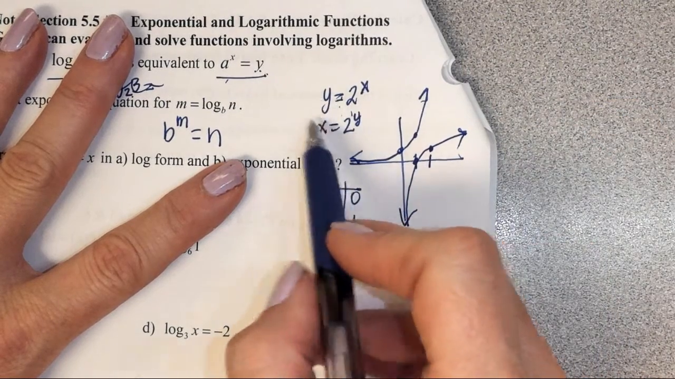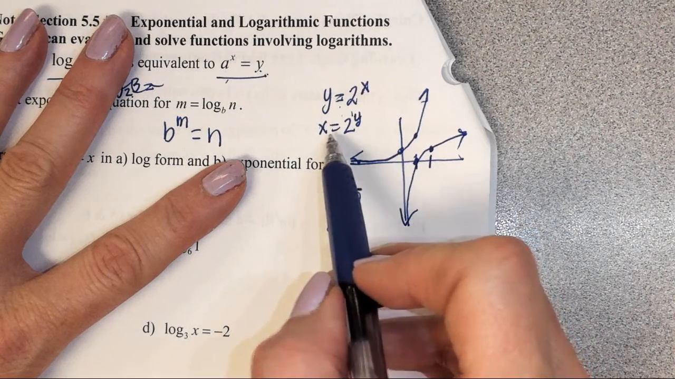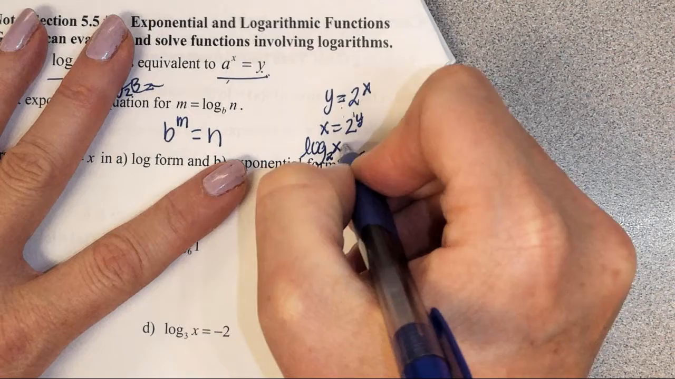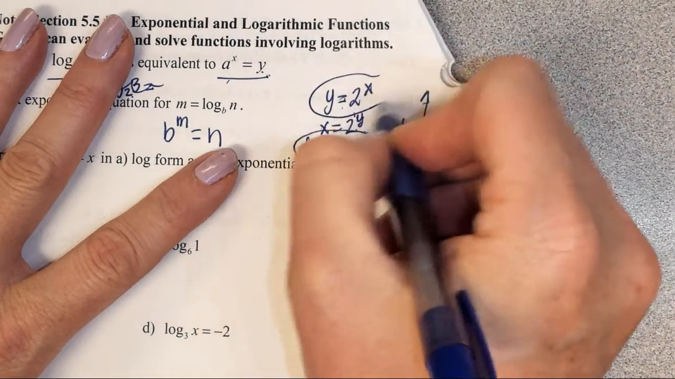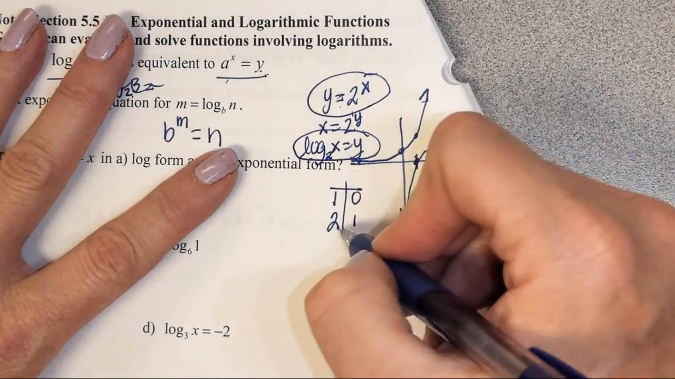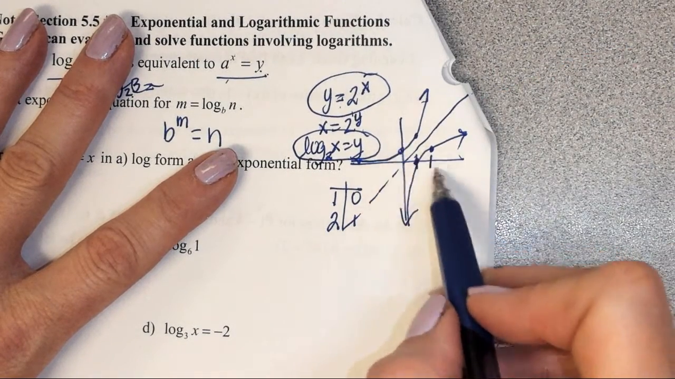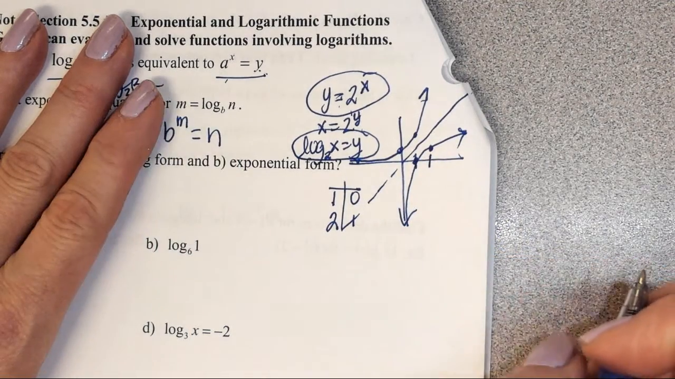So these two are inverses because y became x, x became y. Now another way to write this would have been log base 2 of x equals y. So this is the inverse of that. And see how it is a reflection over the line y equals x? It's just a reflection. y becomes x, x becomes y.